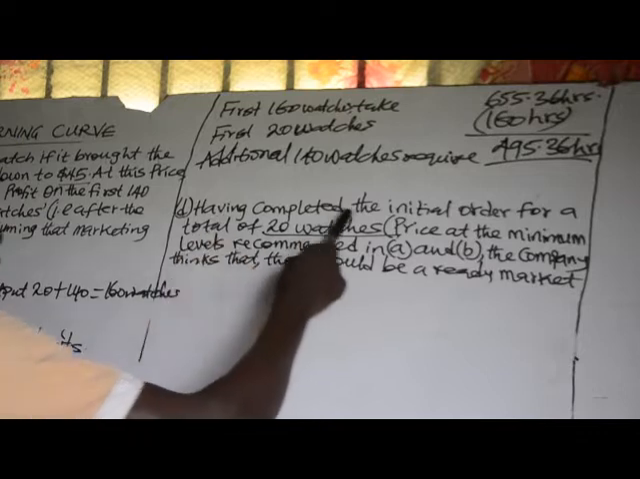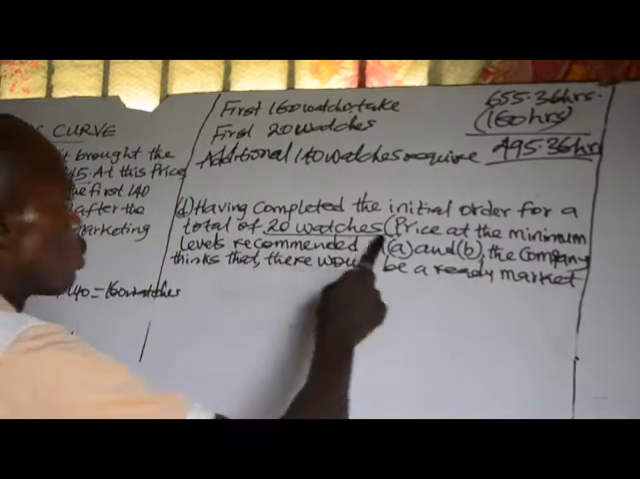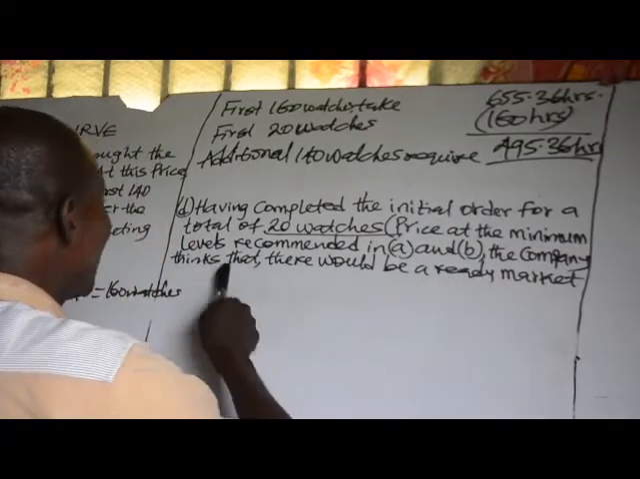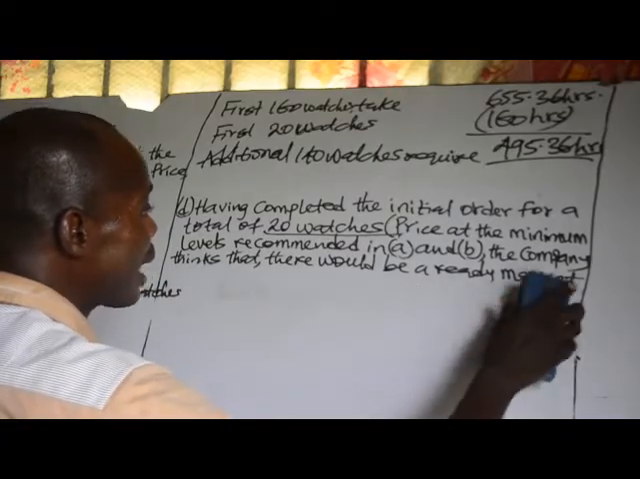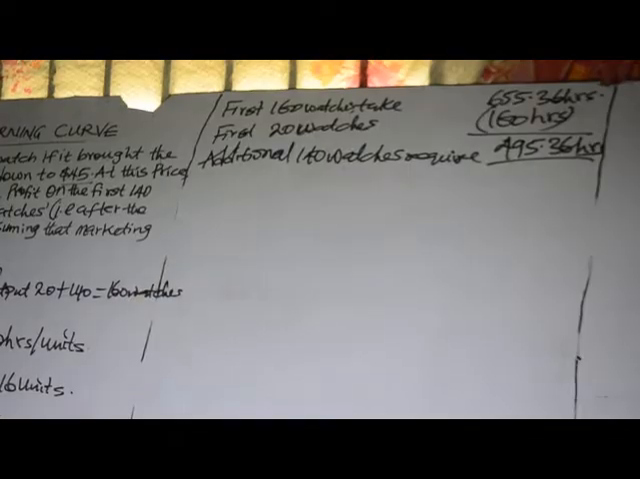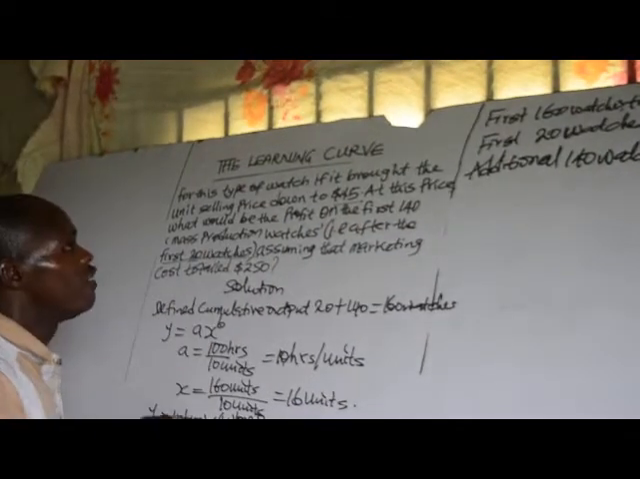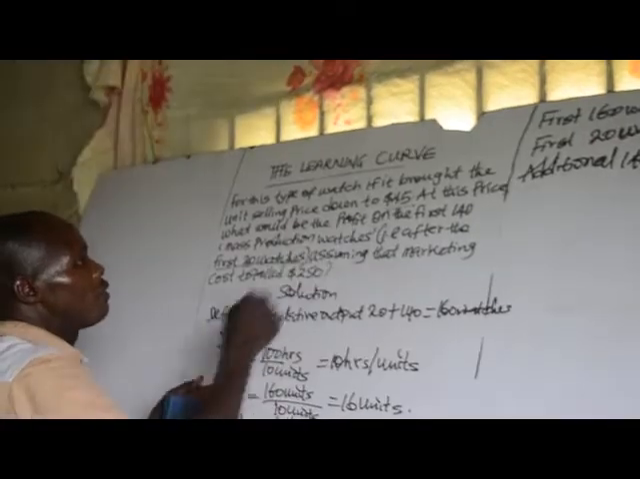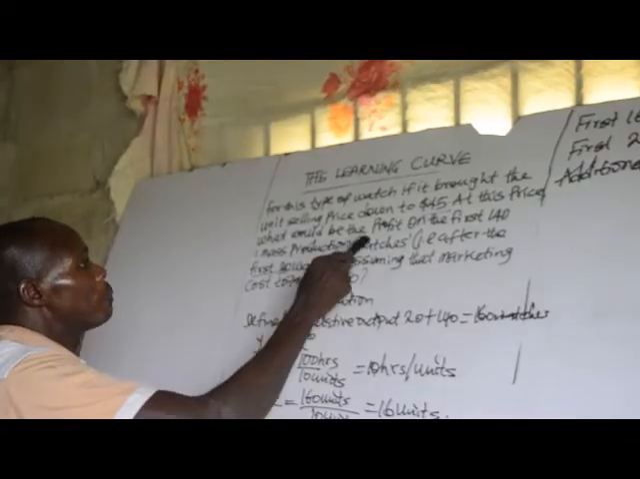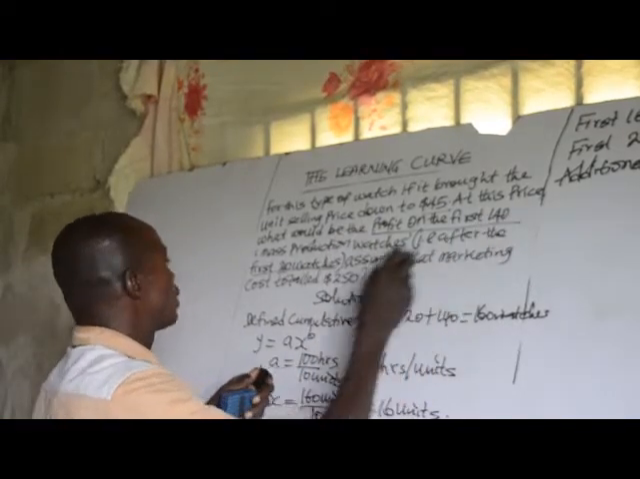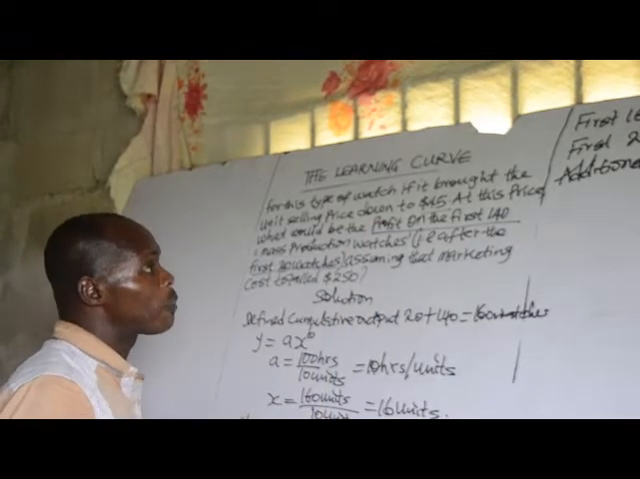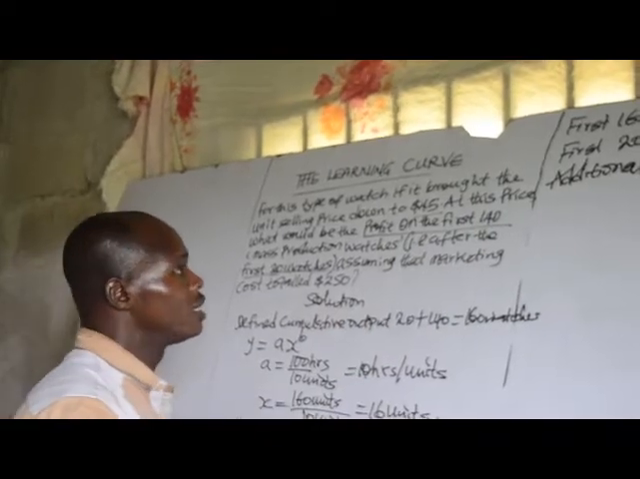Now back to the question. You were told that having completed the initial order for a total of 20 watches priced at the minimum levels recommended in A and B, the company thinks that there will be a ready market for this type of watch if they bring the unit selling price down to 45. Now they want to bring the unit selling price down to 45. At this price, what will be the profit on the first 140 mass production watches? Now you want to determine the profit on the 140 mass production.